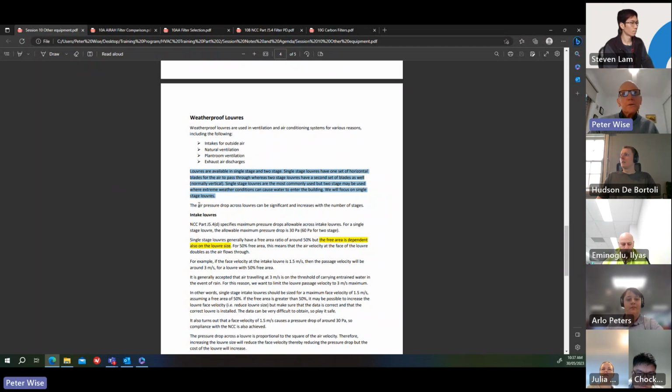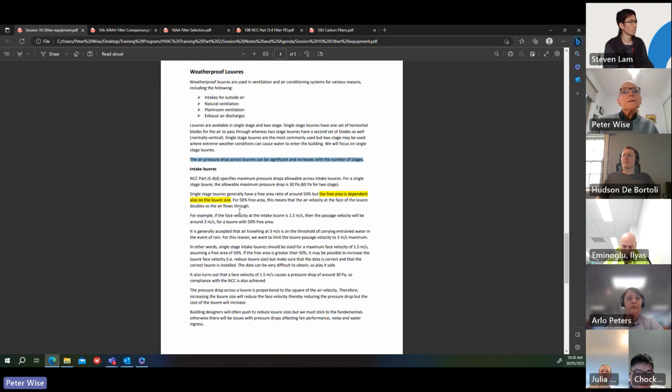The air pressure drop across louvers can be significant and increases with the number of stages. It also depends on the size of the louver. Intake louvers: NCC Part J 5.4D specifies maximum pressure drops allowable across intake louvers. For a single stage louver, the allowable maximum pressure drop is 30 pascals, or 60 pascals for two stage.